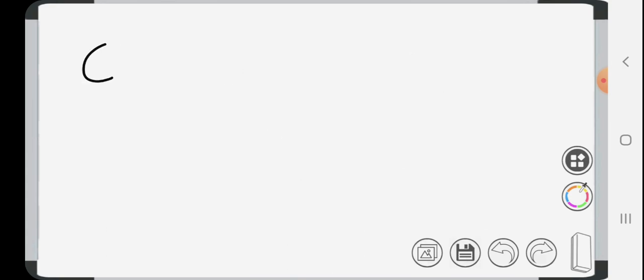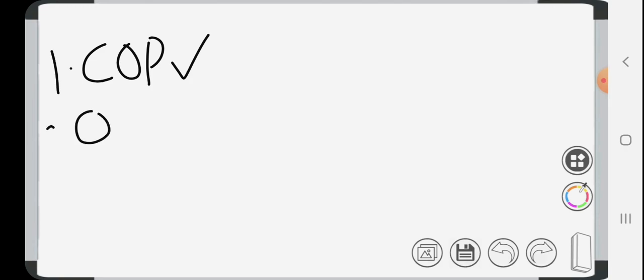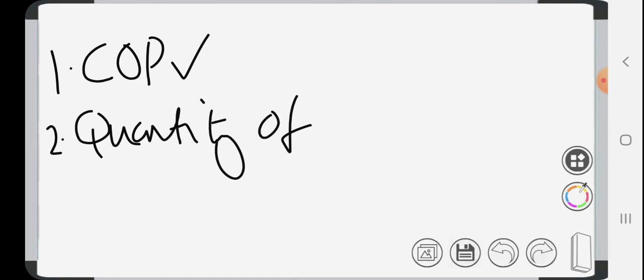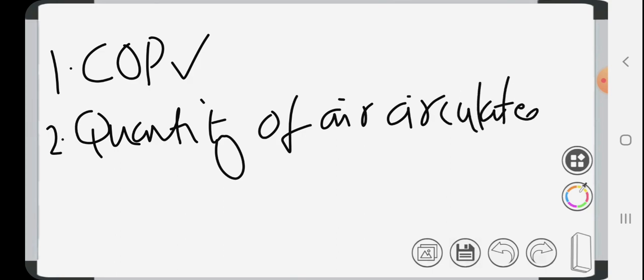So COP is done. Now we have to find the second. First one was COP, and the second one was quantity of air circulated. How to find quantity of air circulated?